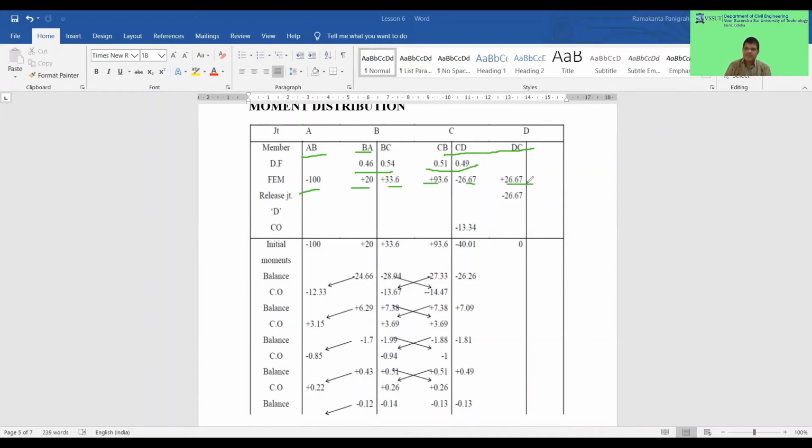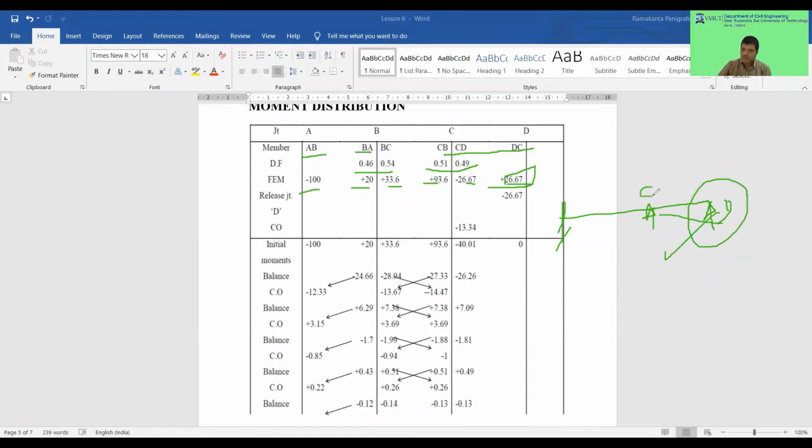Now, first thing you have to check here: we know that at a simply supported end the moment is equal to 0. Here D is simply supported or hinged, whatever it may be, but the moment is coming here as plus 26.67. So first you have to balance this section of the joint D, and then in the next cycles, while making the carryover and balance, no moment will come to this side.